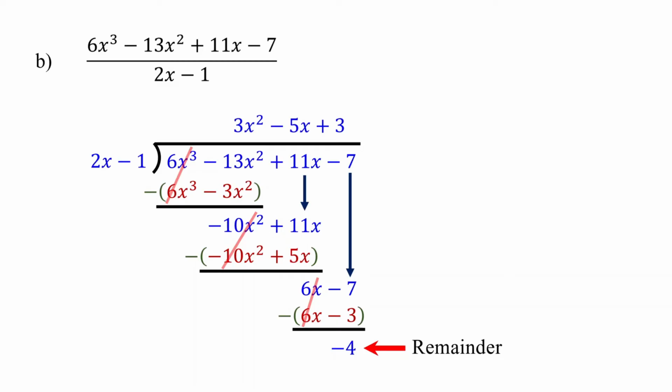When we have a remainder, to write the final answer, we add here the remainder over the divisor. Therefore, this is the final answer.